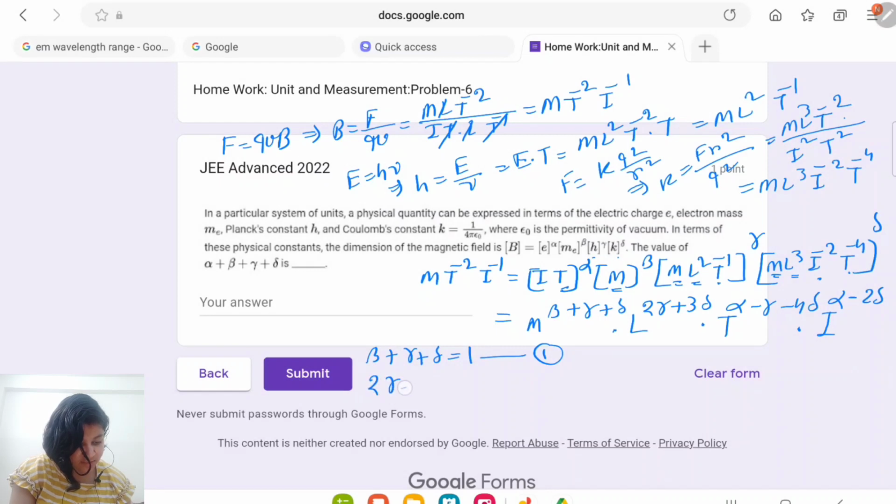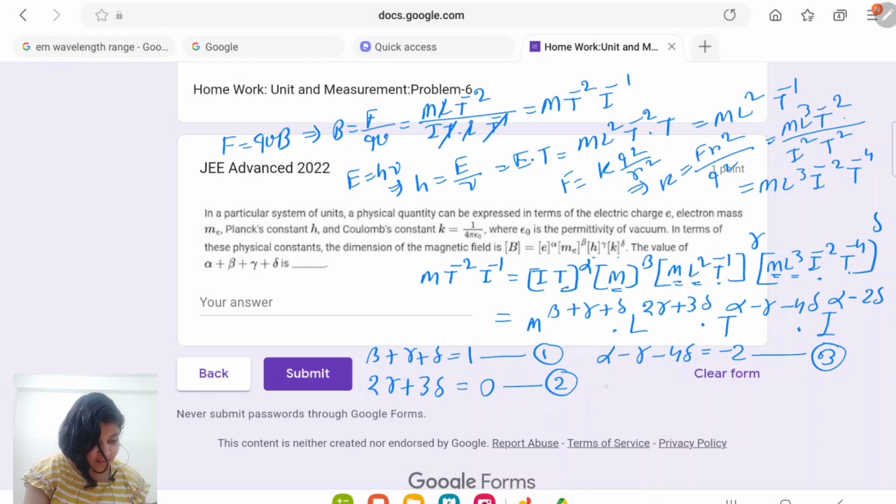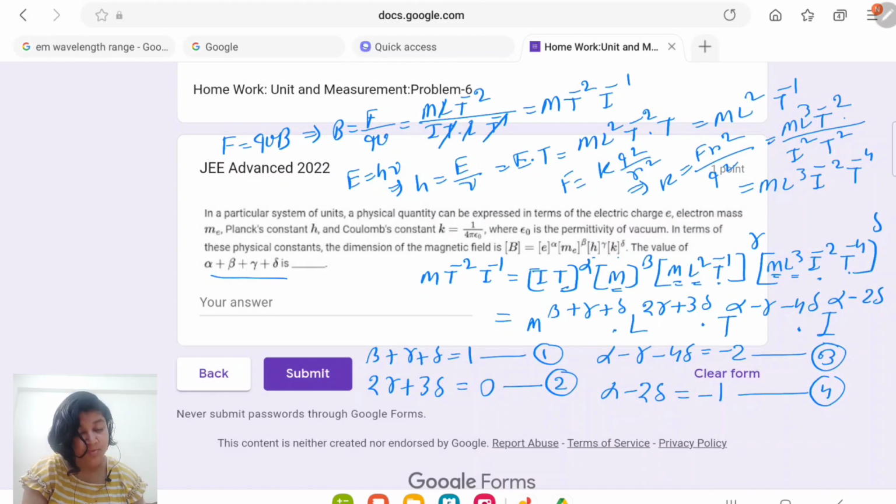Matching the powers of L from both sides, there are no terms involving L on our left hand side, so this becomes 0. Our third equation we get by equating the powers for T, and this is minus 2. So let us name this as our equation 3, and let us equate the power of I to get to our fourth equation, which is alpha minus 2 delta is equal to minus 1. Now we have got 4 equations and 4 variables. We have to solve these equations to get the value of each variable, then we can add them up to get to our answer.